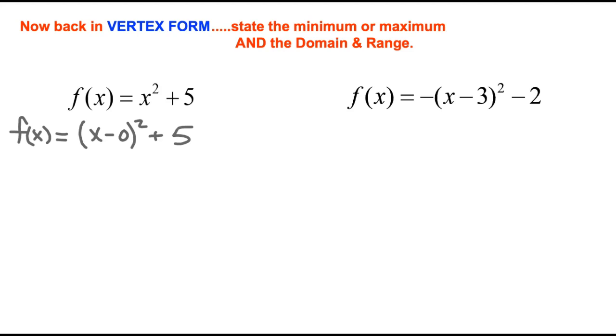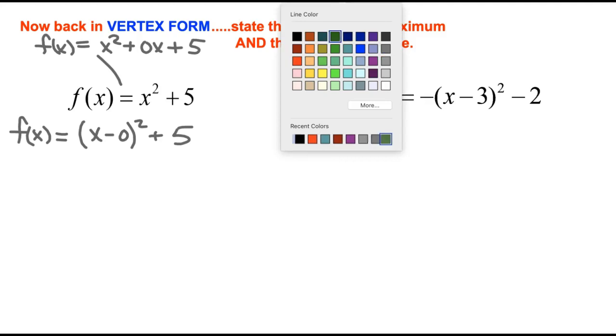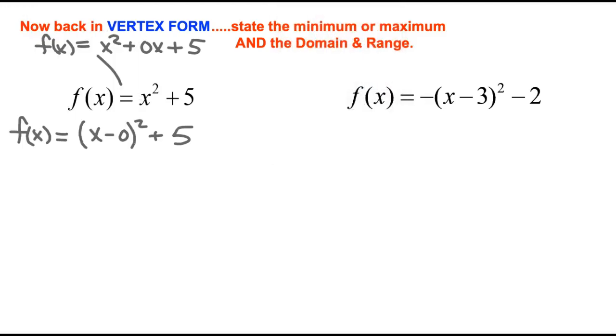This one could go either way. It could be like, yeah, that's vertex form. Or if I wrote it like this up here, x squared plus 0x plus 5, some of you are like, oh yeah, that's in standard form. So it could be both. But either way, it does have a vertex, which is a minimum or a maximum. In this case, the vertex is 0, 5.